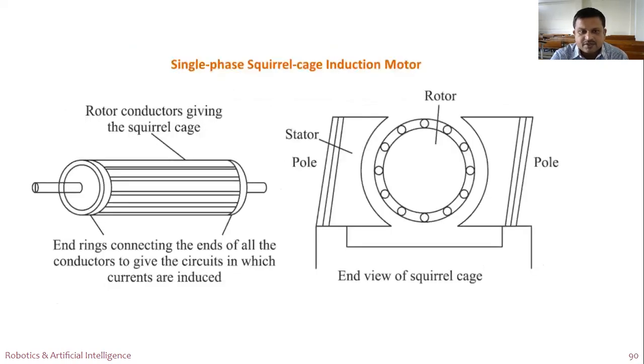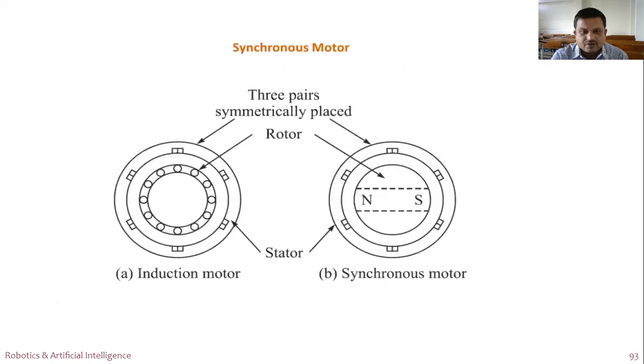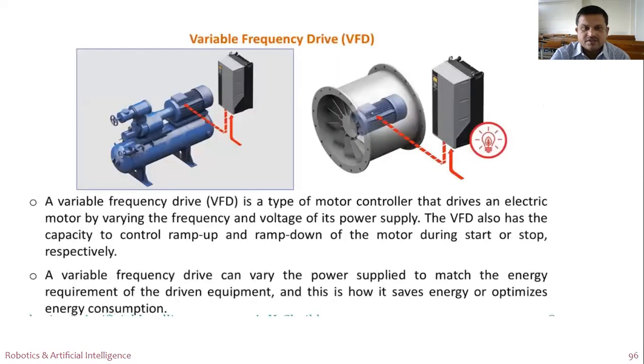Now, these are types of AC motors: single phase squirrel cage induction motor, 3-phase induction motor, synchronous motor, AC servo motors, variable frequency drives. A variable frequency drive is a type of motor controller that drives an electric motor by varying the frequency and voltage of its power supply. The VFD also has the capacity to control ramp up and ramp down of the motor during start or stop respectively. VFD can vary the power supply to match the energy requirement of the driven equipment, and this is how it saves energy or optimizes energy consumption.